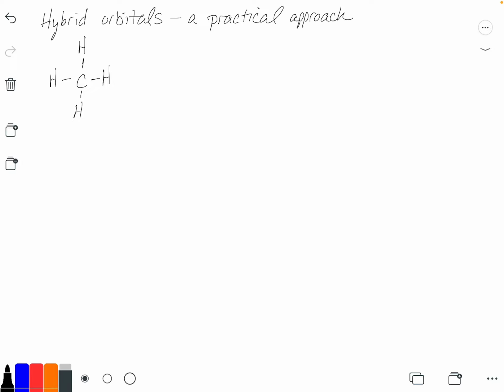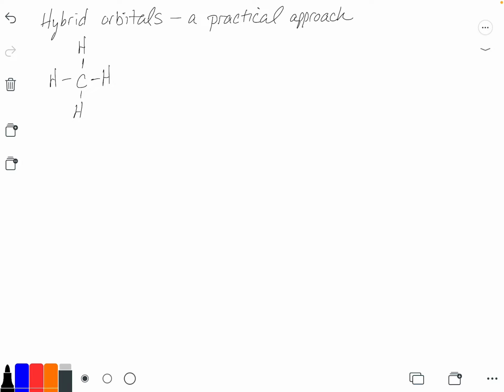So one question that is frequently asked in this sort of setting is to identify an orbital, or which orbitals are responsible for a particular bond in a molecule. And that's what I mean by a practical approach.